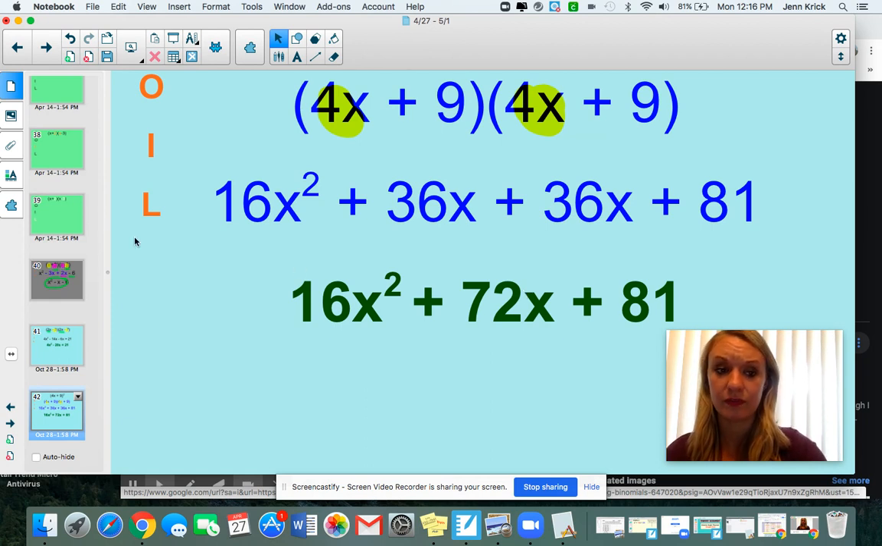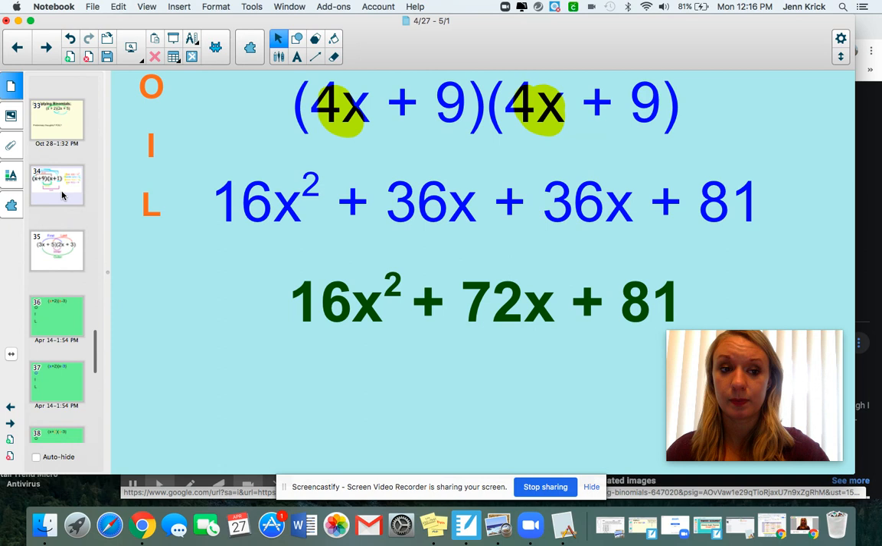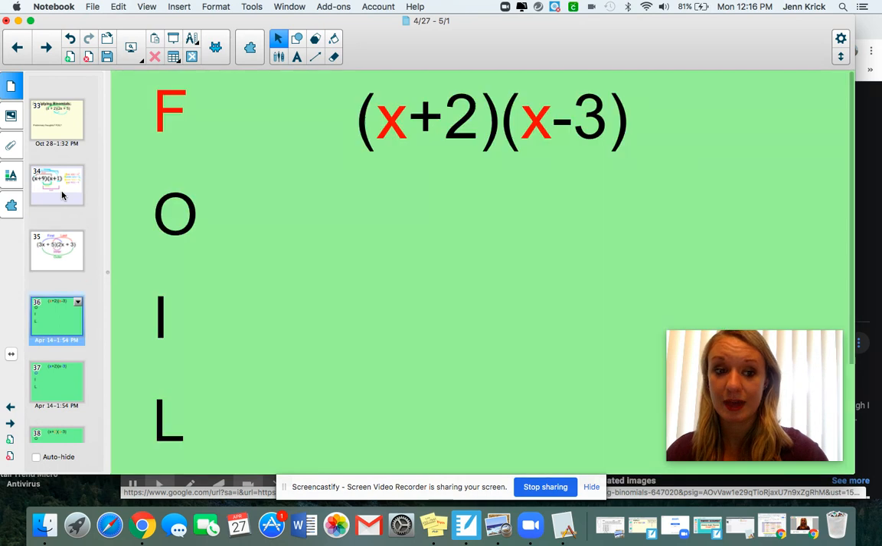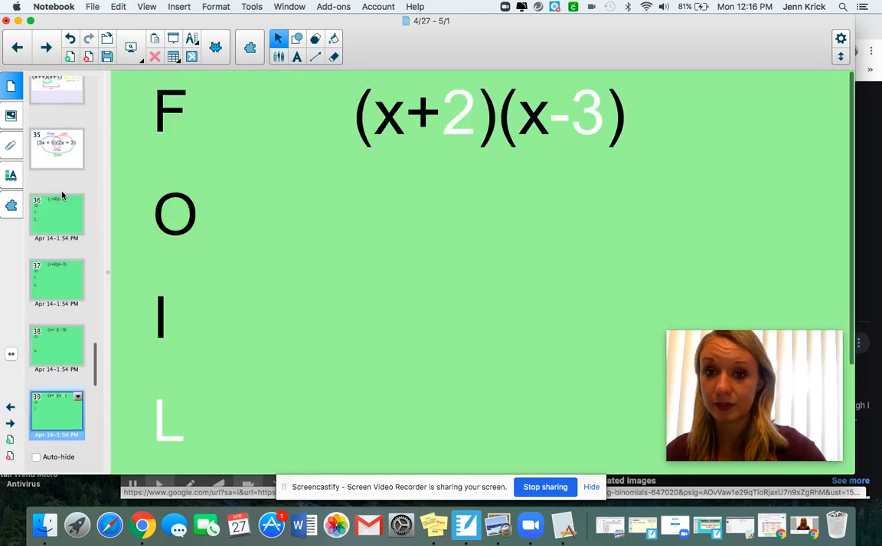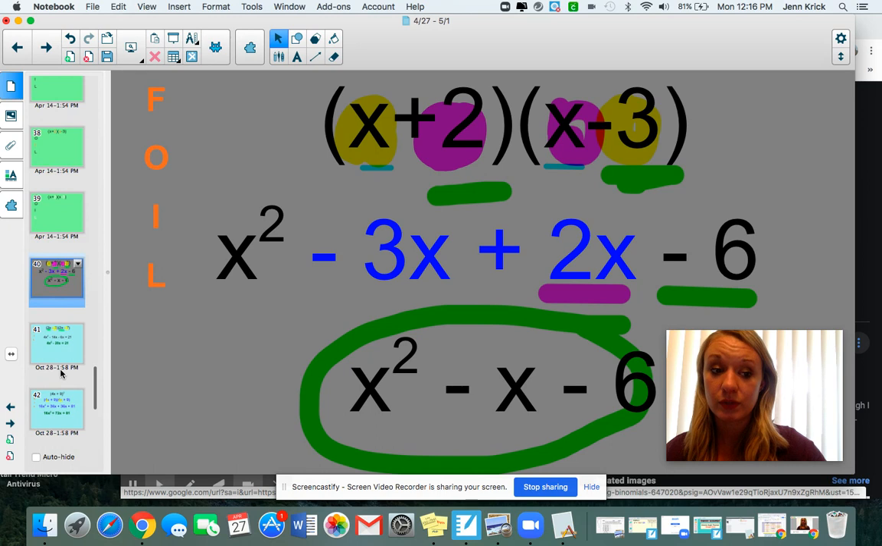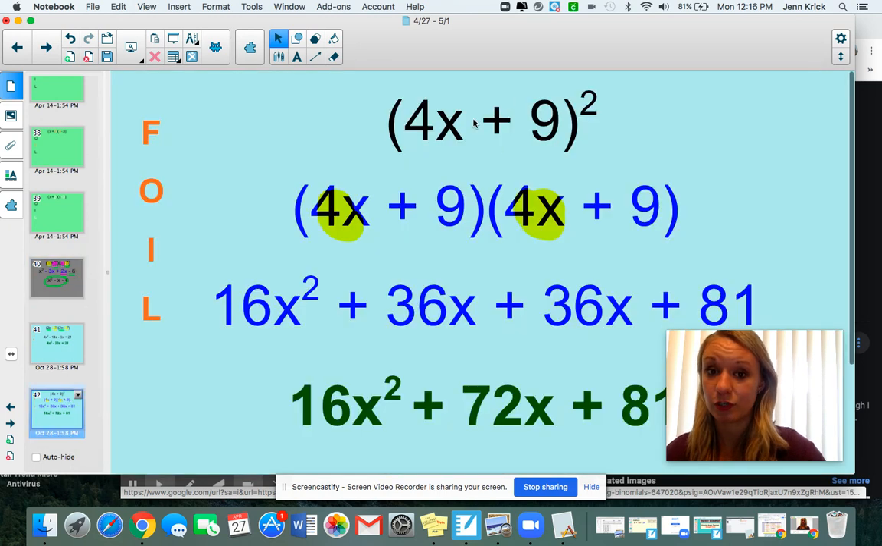So far, we've looked at how to multiply binomials using the FOIL process, which is just an acronym for a step-by-step way of multiplying all of your terms. We started with our two binomials, we multiplied them out, we combine like terms, and we get our final answer, which is almost always a trinomial. We've also looked at special cases like this, when you've got 4x plus 9 squared. And we remember that we actually have to write out the quantity twice and then FOIL it out.